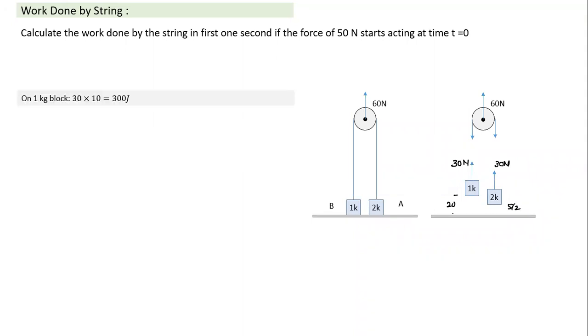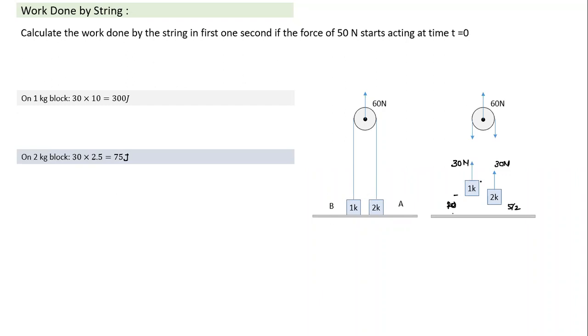This displacement was 10 meters, 1 by 2, a, t square. So the work done by the string on the 1 kg block: 30 Newton, displacement is 10, so 300 joules is the work done by the string on block A. Similarly, on the 2 kg block, 30 into 2.5, which is 75 joules. So does it mean the string has done a net work of 375 joules? Or are we missing something?